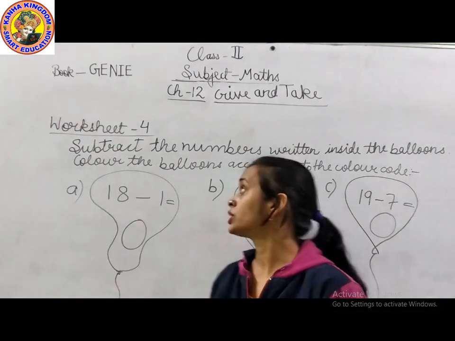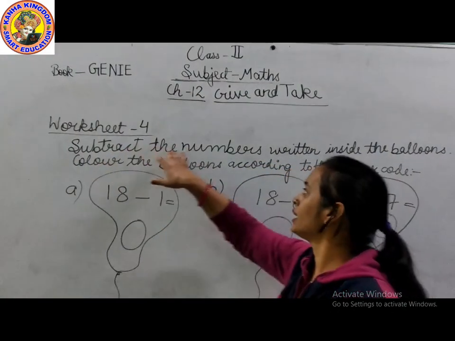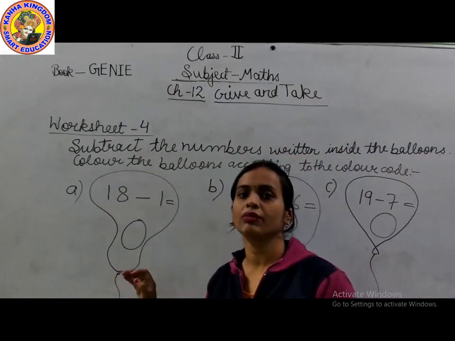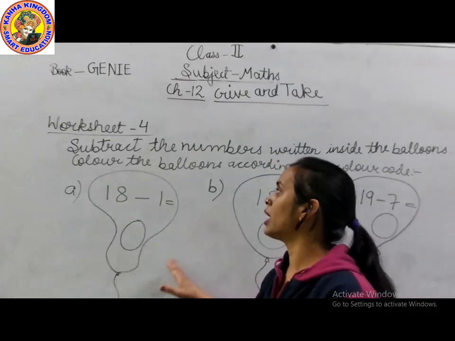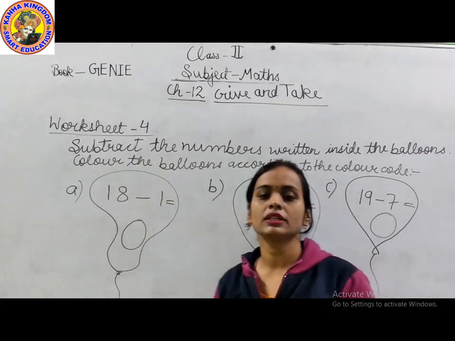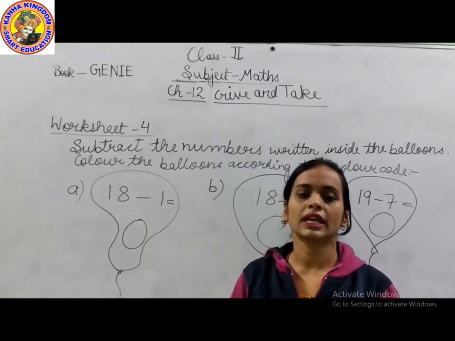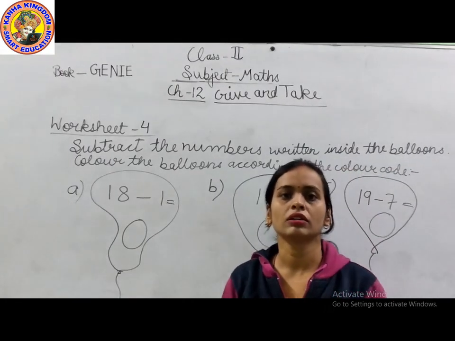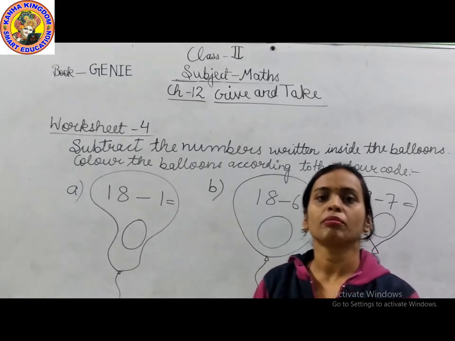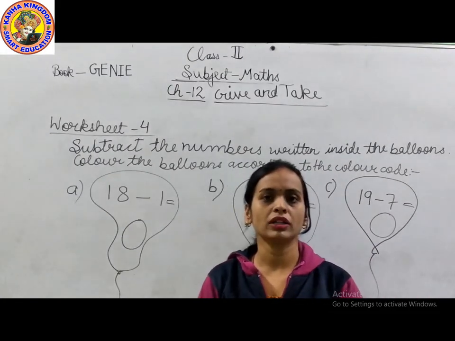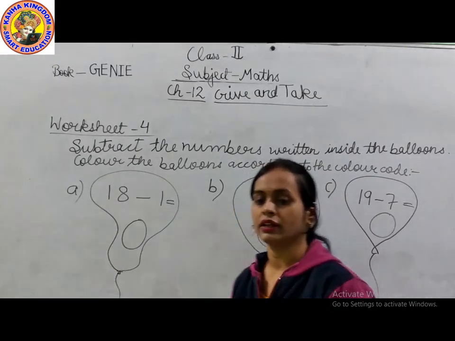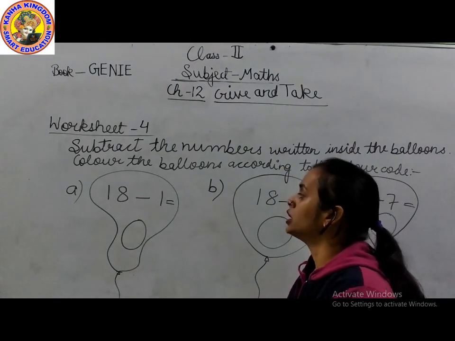Now, our next worksheet is worksheet 4. Subtract the numbers written inside the balloons. In this worksheet, we have to subtract the numbers inside the balloon. Then, color the balloons according to the color code. There is a color code in your books, means 11, red color, 12, blue color, 13, yellow color, 14, pink color, 15, purple, 16, brown, 17, orange, and 18, gray, and 19, green.